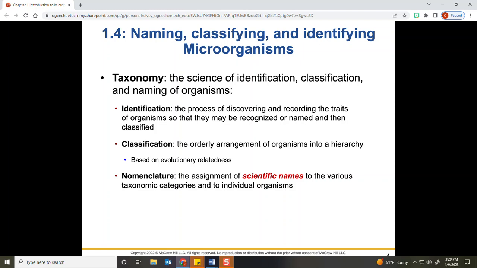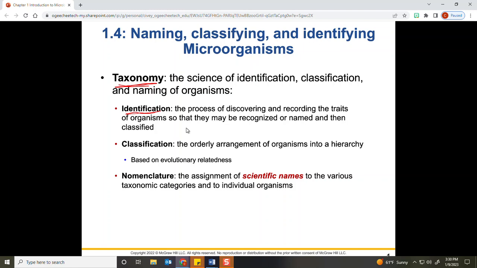Because there's so much diversity amongst living things, there's an entire field of biology dedicated to the science of identification, classification, and naming of organisms, and that's called taxonomy. Taxonomy. The goal of a taxonomist is to first and foremost identify an organism. Identification is the process of discovering and recording the traits of an organism so they may be recognized or named and then classified.